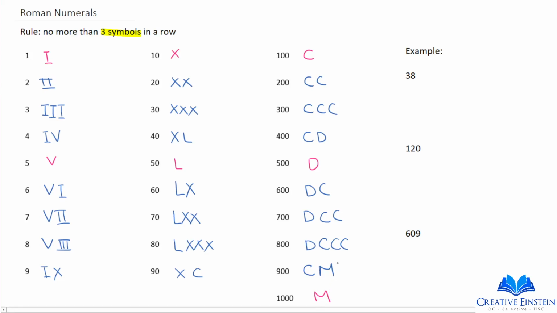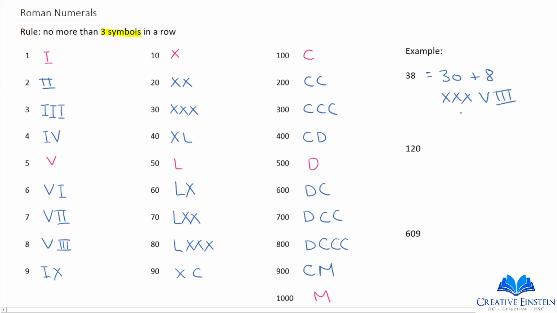Okay, let's go through some examples of how to actually put it all together and make some new numbers. So I've got 38 here. 38 is made up of 30 plus 8. Well, I know how to write 30. XXX. And 8 is VIII. 38.